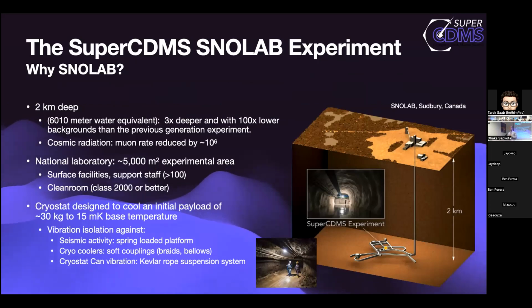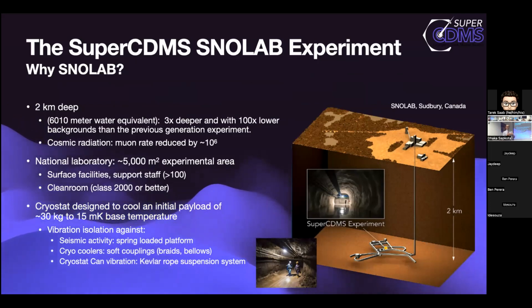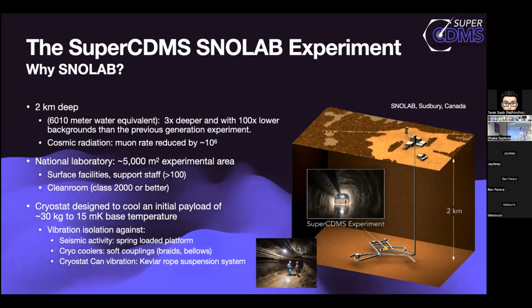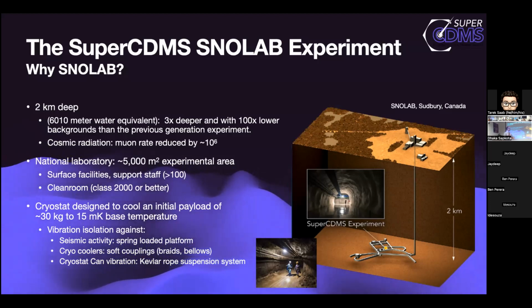So where is this experiment going to be? I was making the point earlier that you have to be underground to get away from cosmic ray flux, the radioactivity. And it turns out there is a location in Canada that is being built into a national lab in Sudbury, Canada. So this is way north Canada. There used to be a neutrino oscillation search experiment there called SNO. So the lab itself is called SNOLAB.